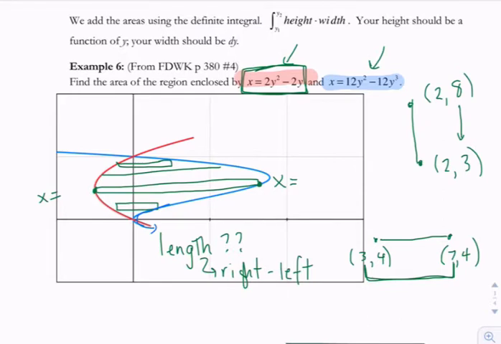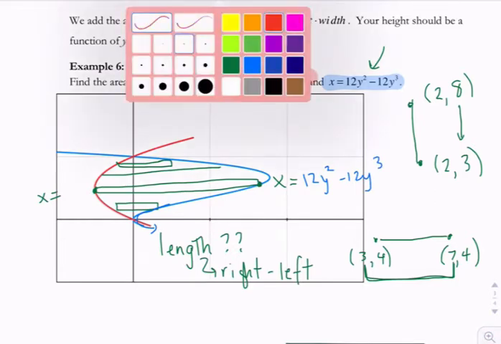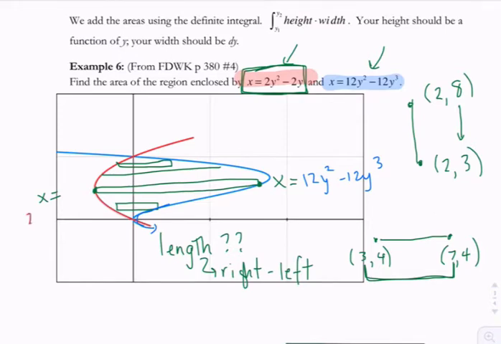So when I do right minus left, I'm going to do the blue curve, x equals 12y squared minus 12y cubed, minus the left-hand endpoint, x equals 2y squared minus 2y. Okay, so a lot of this is written out above, and then we'll come back down and do this.